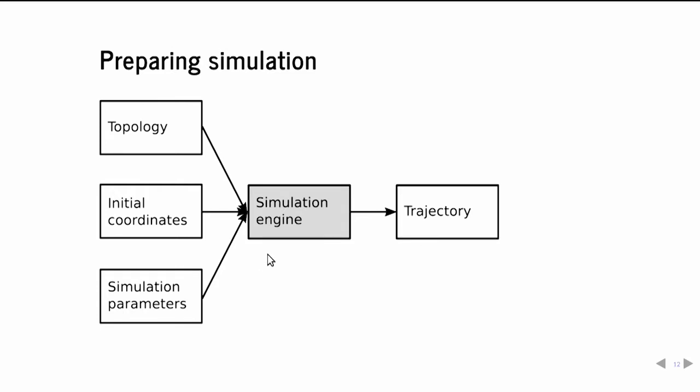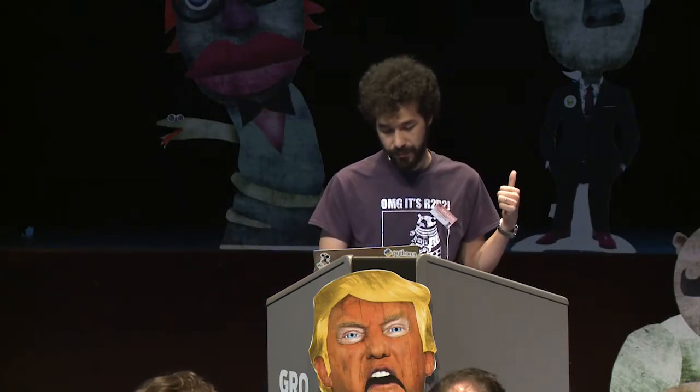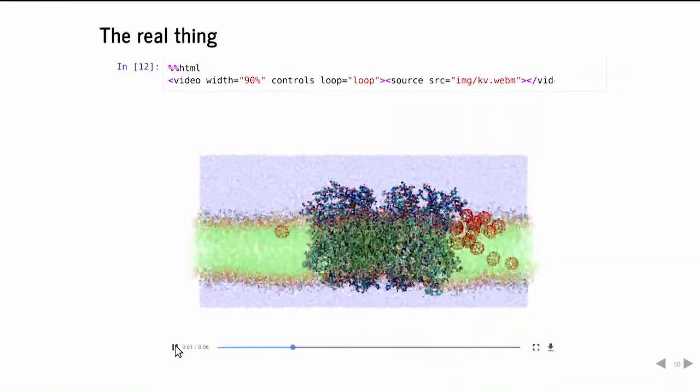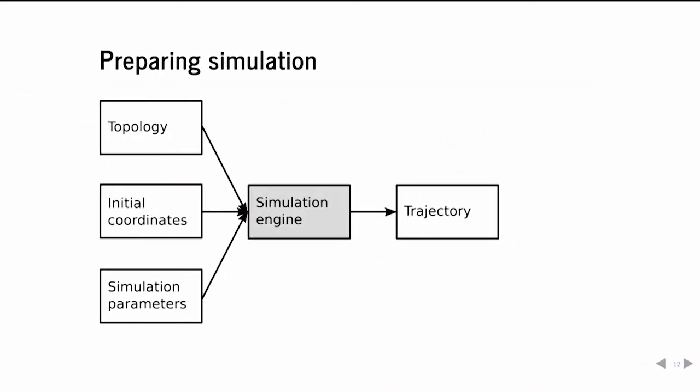And once I have these files, I send them on the cluster to the simulation engine, and I get a trajectory. A trajectory is the collection of the coordinates of all the atoms at all the time steps. When I have this movie here, each frame is a time step, and for each frame I have the coordinates of each atom. This is the trajectory. And this is what I want to analyze.